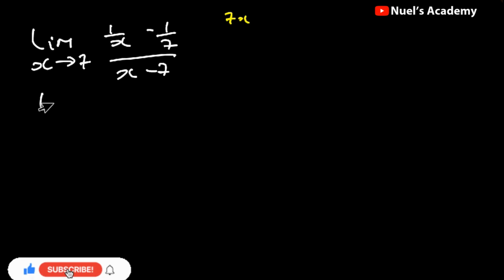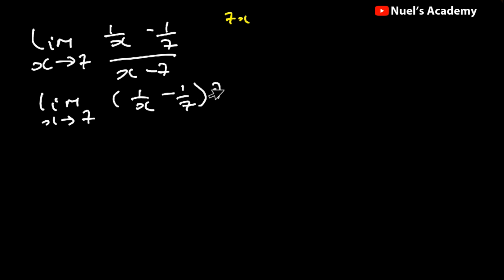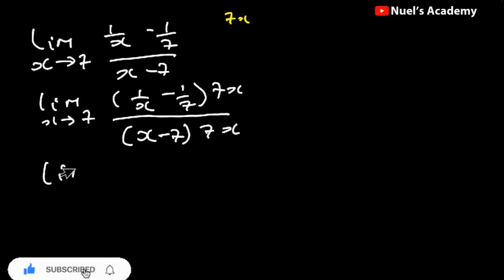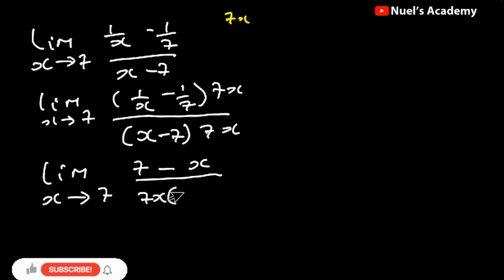So we write limit as x approaches 7, 1 over x minus 1 over 7. We multiply this by 7x over, then multiply by 7x. We have limit as x approaches 7. Let's find the numerator. 7x multiplied by 1 over x is going to give us 7. Then minus 7x times 1 over 7 is going to give us x. Then we have over, we're going to leave this denominator the way it is. We have 7x divided by x minus 7.